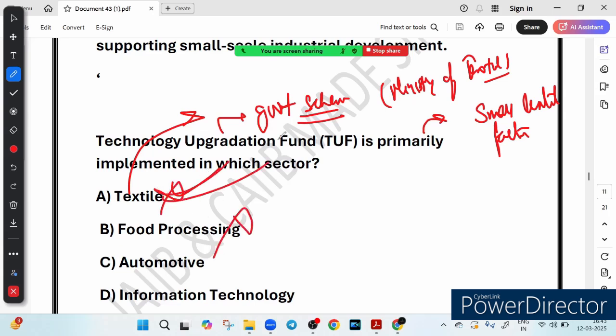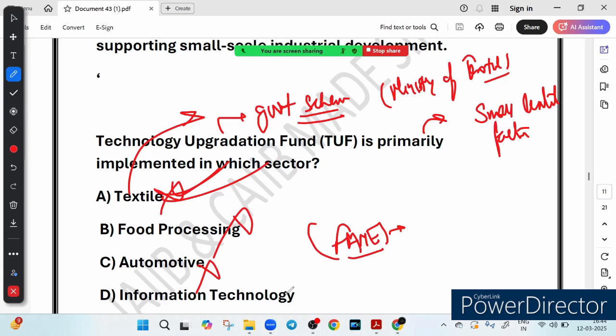In food processing, there are some schemes like PM Kisan Sampada Yojana, Mega Food Park Scheme. So TUF is not related to food processing. Automotive, this is also wrong. There is a scheme called the FAME scheme. You might have heard about this FAME scheme. What is the FAME scheme? That is Faster Adoption and Manufacturing of Electric Vehicles, right? So a company making electric cars will get benefit under the FAME scheme, not TUF.